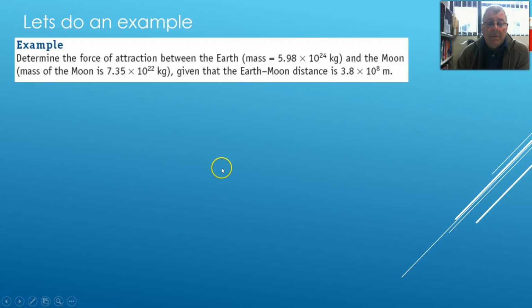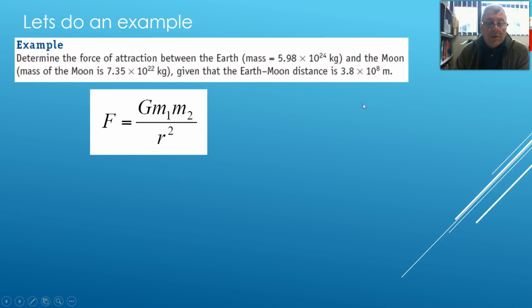So let's do a quick example. Determine the force of attraction between the Earth, and you're given the mass in kilograms, and the Moon, and we're given the mass of the Moon, given that the Earth-Moon distance is given. Now if we're not told otherwise, we'll assume that this is centre of mass to centre of mass. Sometimes they trick you up by talking about the surface distance, and then you have to add the radius of the planet or body, and you just got to look out for those, but you'll get some examples of those in our workbook.